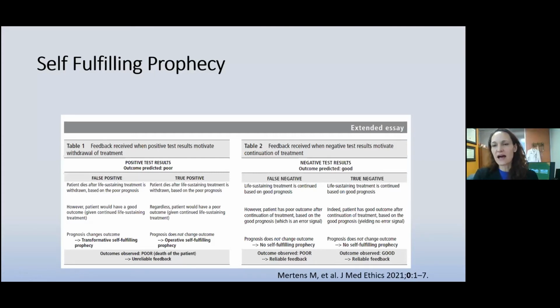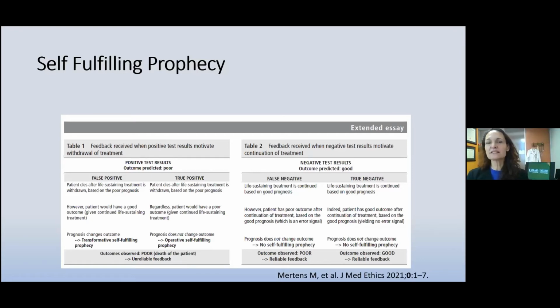If you think that the outcome is going to be good and you don't withdraw, if the outcome is good, you're correct. If you think that the outcome is going to be good and you don't withdraw and the outcome is poor, you didn't affect the outcome, right? So on the right side, with negative test results, meaning that your opinion doesn't affect the outcome, you're not transforming that outcome. And so the problem that we have with withdrawal of life support is that for a very, very long time, our opinions about the prognosis immediately affected the outcome.